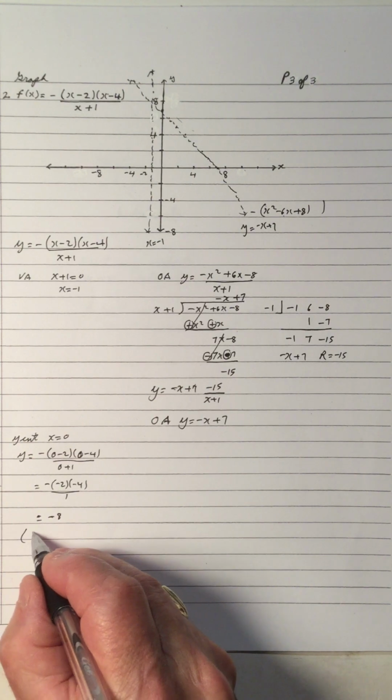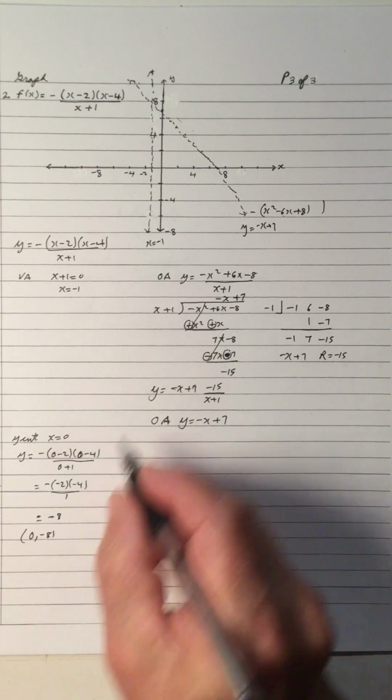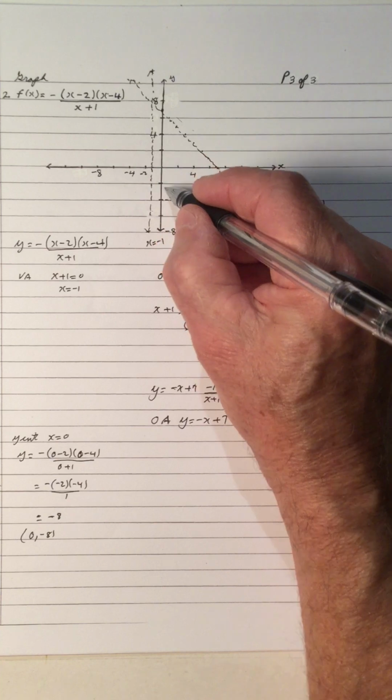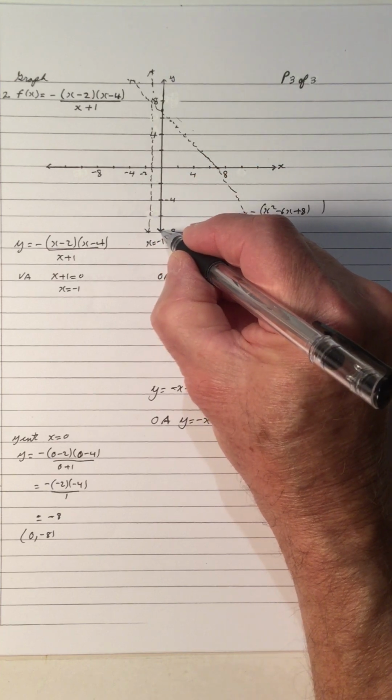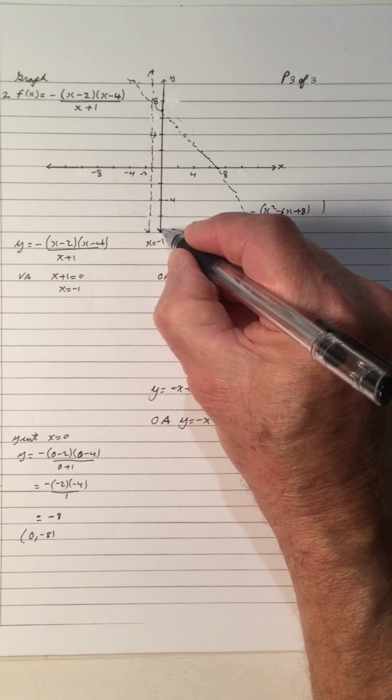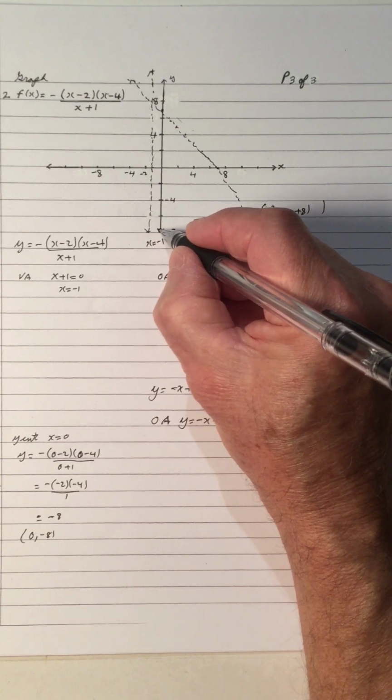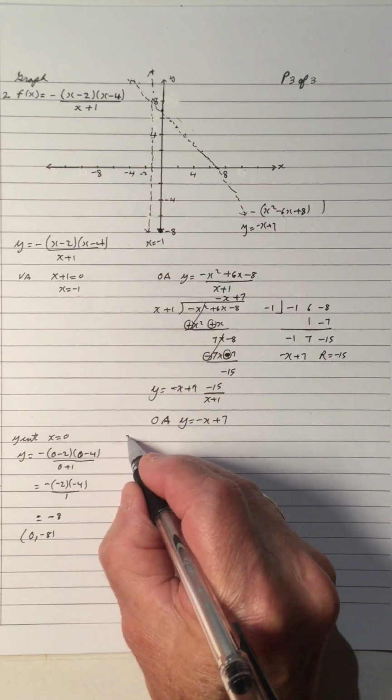So that's x is 0, y is negative 8. X is 0 and y is negative 8. So that's down to right there. So that's the y-intercept. What is the x-intercept?